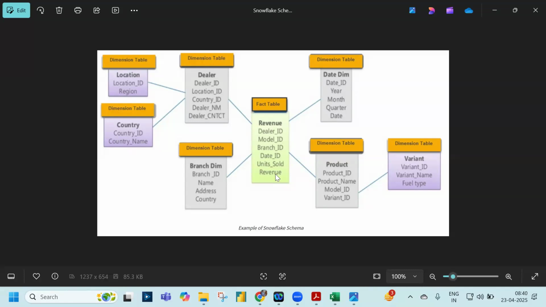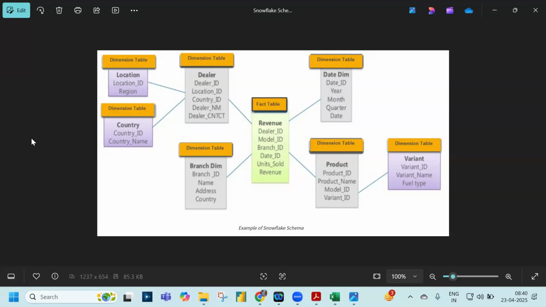Revenue and country name. What all tables are involved to get this output? Country table and dealer table. Dealer and revenue. Dealer table and revenue table, correct. Three tables are involved in this process. Why? Because to get the total revenue by country name, you cannot directly talk to this table. You will have to go via dealer, and from the dealer, you need to go to the country.